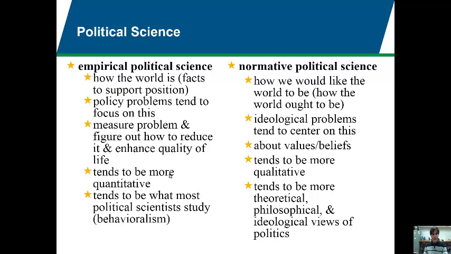It tends to be more qualitative. They don't really deal with numbers. They tend to deal with ideas of justice and fairness and virtue and things like that. It also tends to be more theoretical: how do we do this in a way that is just and fair? Theoretical, philosophical, and that also includes a lot of ideological views in politics. So when you're discussing political ideology, you tend to be discussing normative political science instead of empirical political science, because ideology is very hard to observe, but it's very easy to discuss and be philosophical and theoretical about.